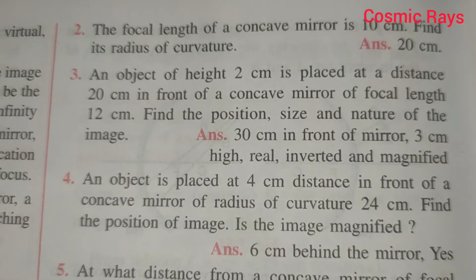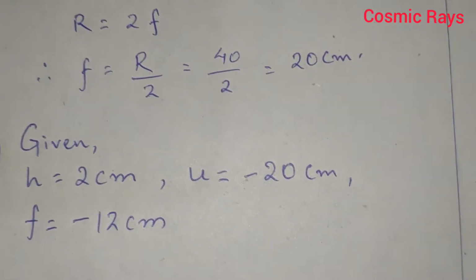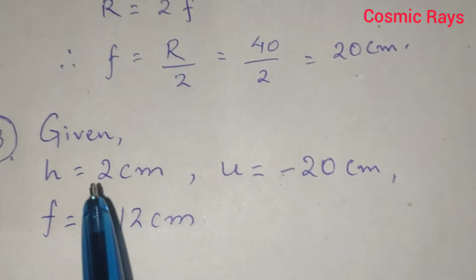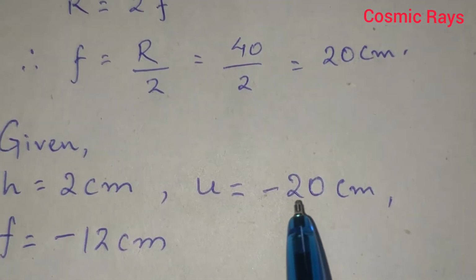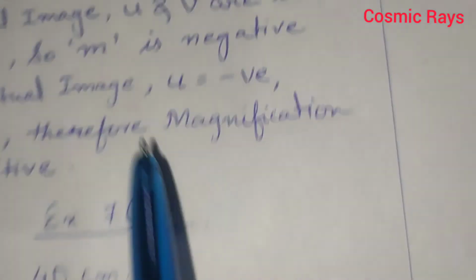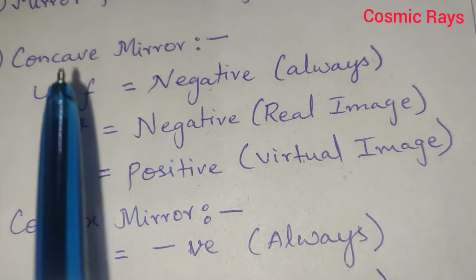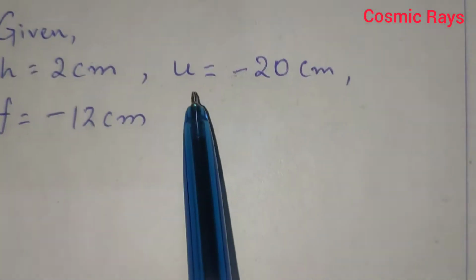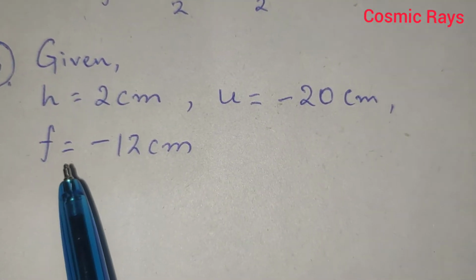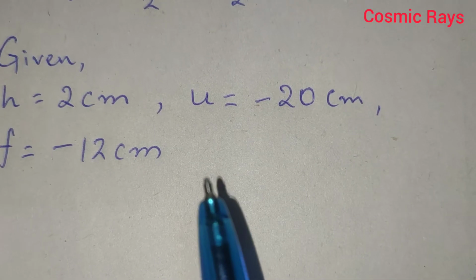So let us write the given things first. So here we have written the given things. The height is 2 centimeter, object distance is minus 20 centimeter. Here for concave mirror, u and f are always negative. So u is minus 20 centimeter and focal length is minus 12 centimeter.